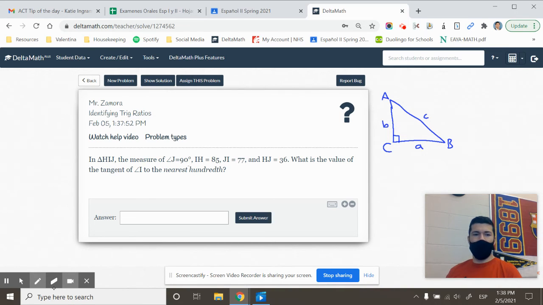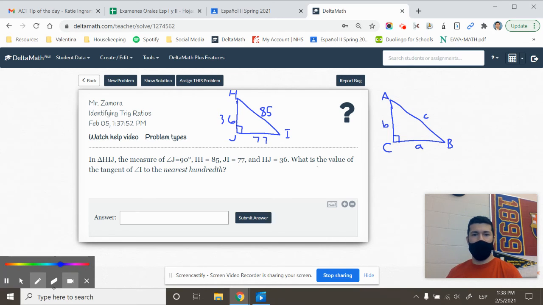This one, it looks like we're studying triangle HIJ. J is my 90-degree angle. So there's J. Now it tells me IH, in other words the hypotenuse, is going to measure 85. JI is going to measure 77, and HJ measures 36.